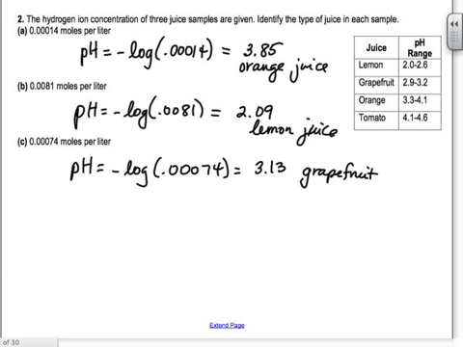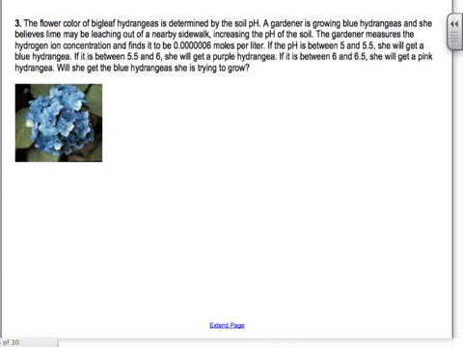Okay, and then the very last problem talks about hydrangeas. The flower color of a big leaf hydrangea is determined by the soil pH. So a gardener is growing blue hydrangeas, and she believes lime may be leaching out of a nearby sidewalk, increasing the pH of the soil, so making it more basic. The gardener measures the hydrogen ion concentration and finds it to be 0.0008 moles per liter. If it's between 5 and 5.5, she'll get a blue one. If it's between 5.5 and 6, she'll get a purple. If it's between 6 and 6.5, she'll get a pink. So will she get the blue hydrangea she's trying to grow?